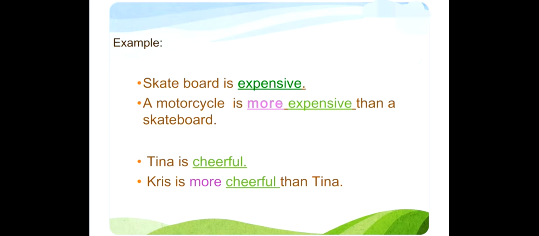Next example: a steak bird is expensive. This is the positive degree of adjective. A motorcycle is more expensive than a steak bird. Expensive is a three syllable word, that's why we add more to this word. And next, Tina is cheerful. Cheerful is positive degree. If we say Chris is more cheerful than Tina, then it is the comparative degree.